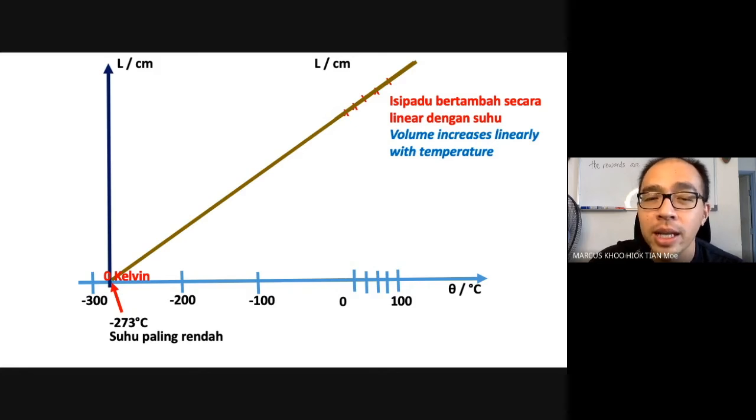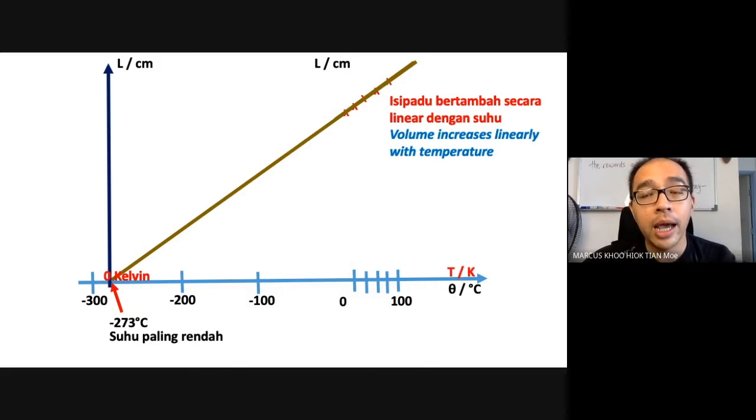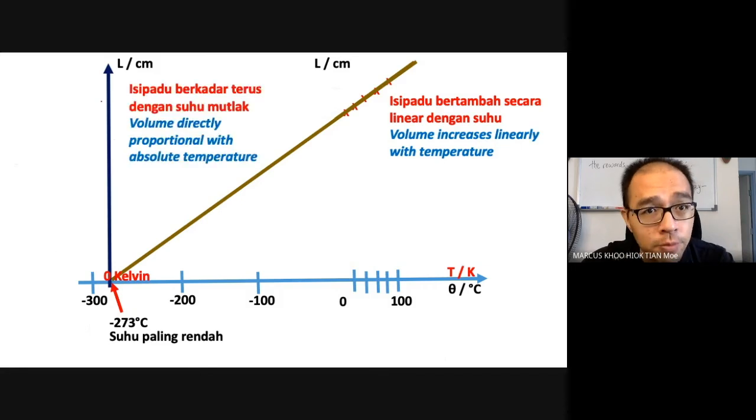Since we don't want to use negative 273 and we want to change it to 0 so that it can become directly proportional, I will name the unit after my name. So we now measure temperature in Kelvin. When that happens, we have to change the relationship a bit. Now the relationship is that volume is directly proportional to absolute temperature.